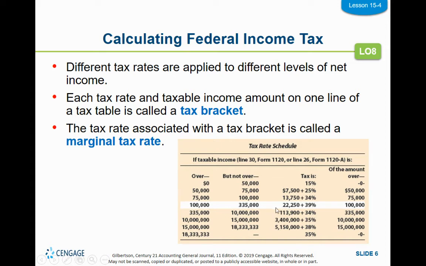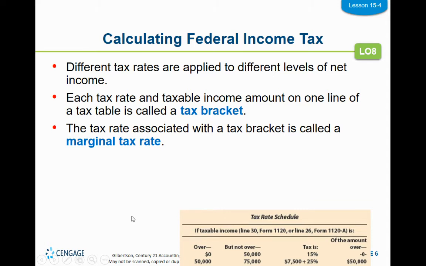What this tells us is that if you fall anywhere in between these two, you're going to pay $22,250 plus 39% of the amount over $100,000. So $22,250, then whatever net income over $100,000 you make, you're going to pay 39% of it.